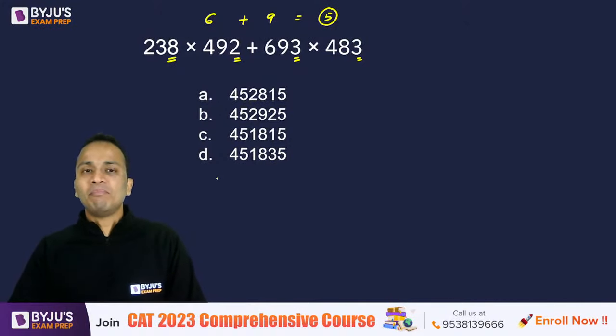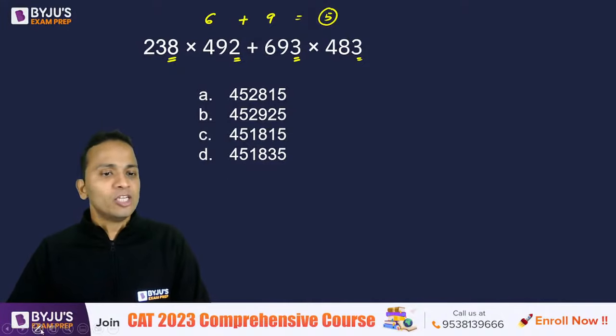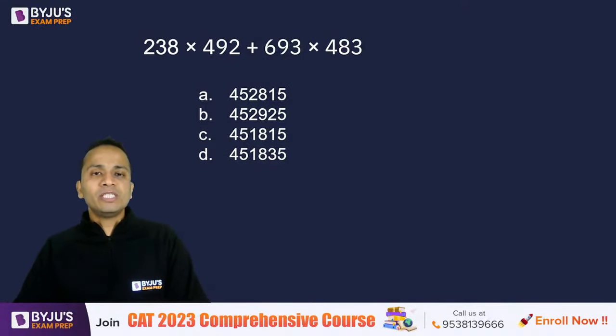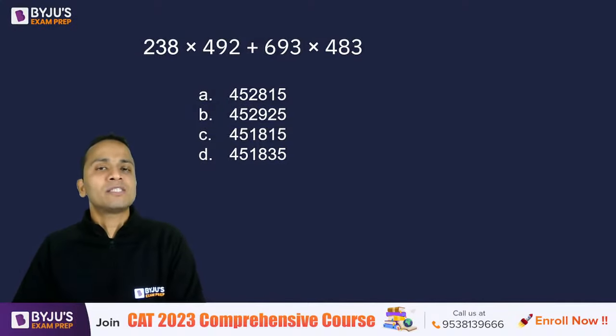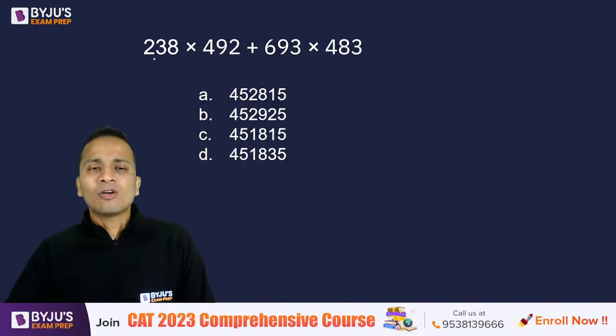So in this example, I have taken all the options which have the same unit digit. All right. So let's see how we can treat this question to find a correct answer using the concept of digital sum. Okay. Now I'll be calculating digital sum of these numbers separately.